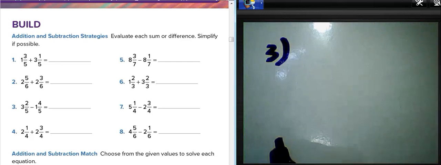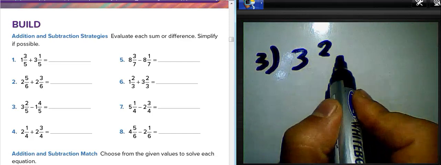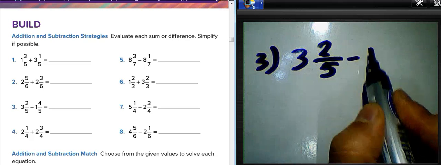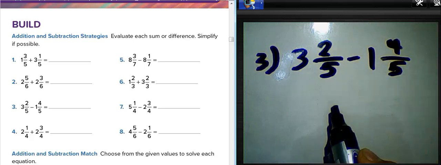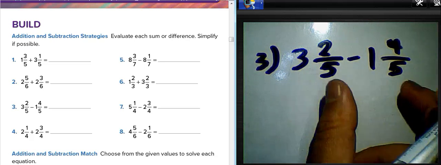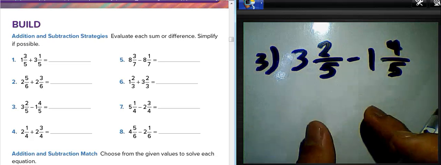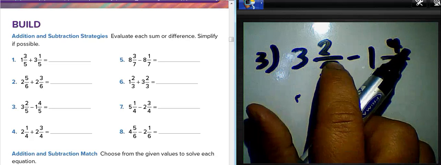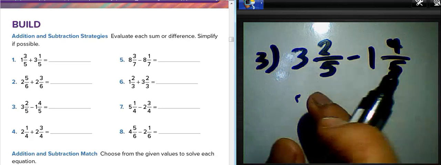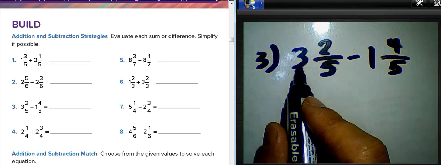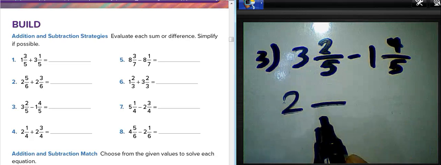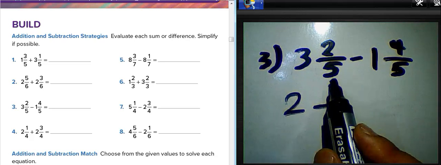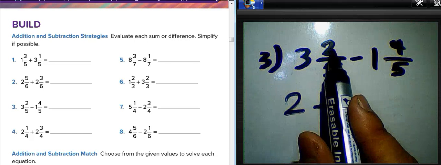Question number 3. 3 and 2 over 5 subtract by 1 and 4 over 5. Look at with me here. We have like denominators here, so we must find the result by 3 minus 1 equal 2. But in this example, 2 minus 4 we can't do it, so we must borrow 1 from 3. From 3 here it will be 2, and 1 will be 5 over 5, added to 2 over 5.